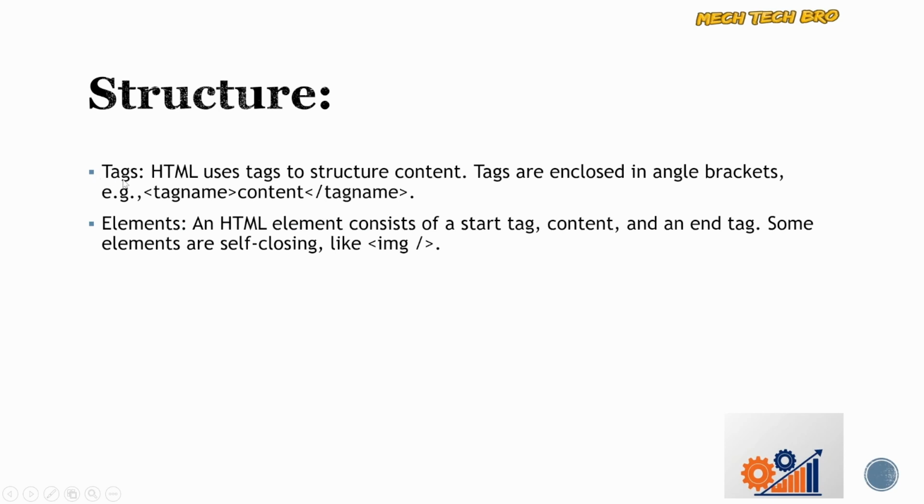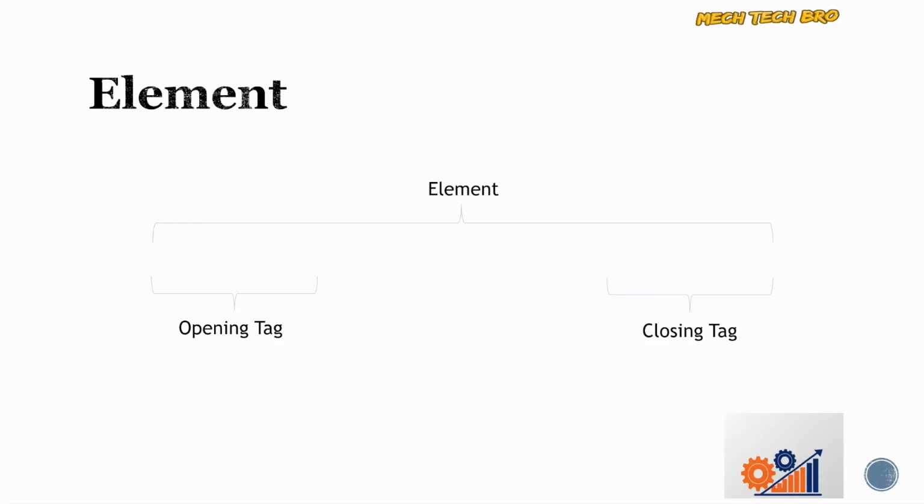And its structure, tags. HTML uses tags to structure content, and tags are enclosed in angle brackets. Example: opening tag name, content, and closing tag name. An HTML element consists of a start tag, content, and the end tag. Some elements are self-closing, like the image tag. You can see here in this element, this is what I am explaining: the opening tag and this closing tag, and between them we provide the content. The whole thing we call an element. I will show you practically in Visual Studio Code. Don't worry.